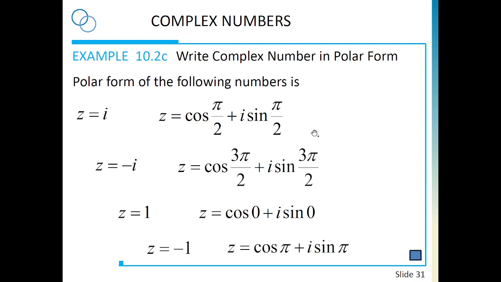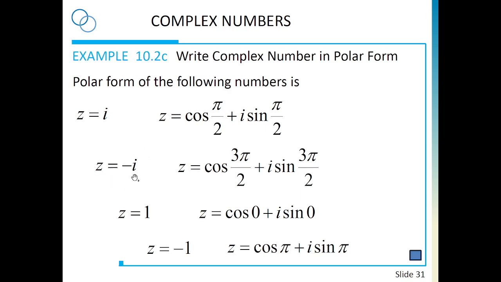Probably the most useful thing would be to draw the plane and then locate the point on the plane to have a better idea of the angle. So here the angle is pi over 2. Modulus is 1 because 1 squared plus 0 squared is 1, and then the radical is still 1.